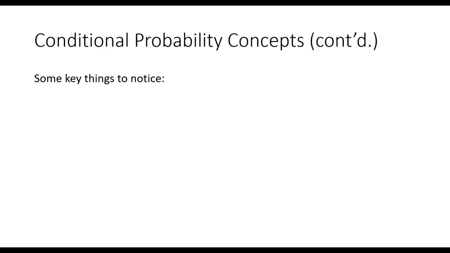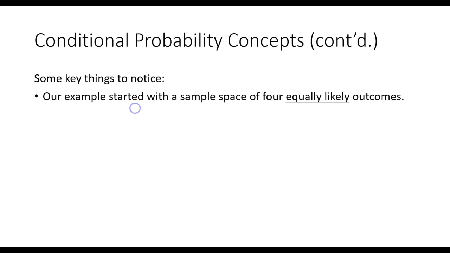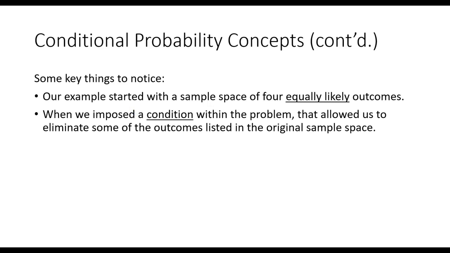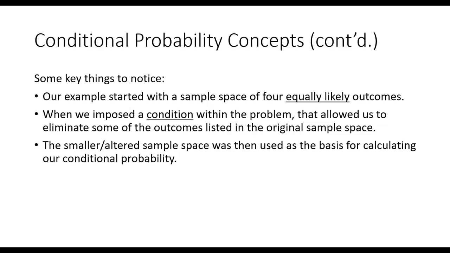Some key things to notice in this example that I have walked through the 3 different cases for. First of all, our example started with a sample space of 4 equally likely outcomes. Secondly, we imposed a condition within the problem that allowed us to eliminate some of the outcomes listed in the original sample space. And lastly, the smaller altered sample space was then used as the basis for calculating our conditional probability.